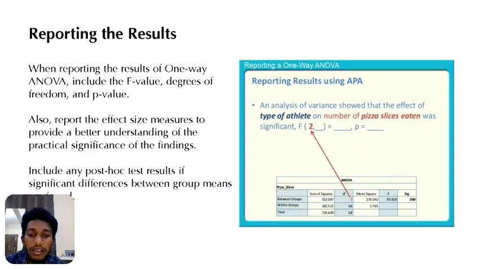Reporting results. When reporting the results of one-way ANOVA, include the F value, degrees of freedom, and p value, and other relevant statistics. Also, report the effect size measures to provide a better understanding of the practical significance of the findings. Include any post hoc test results if there are significant differences between group means.